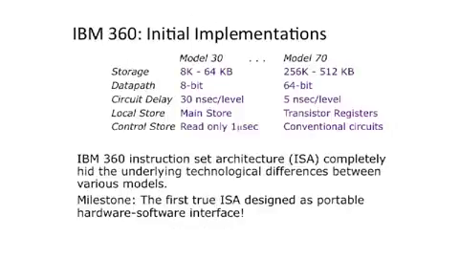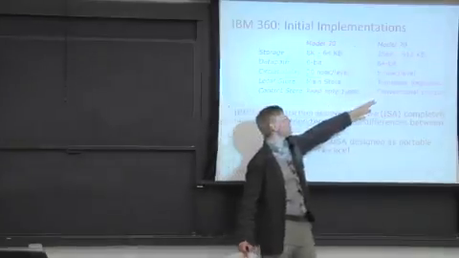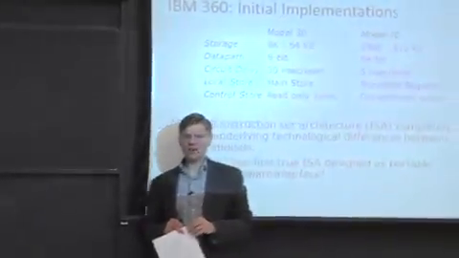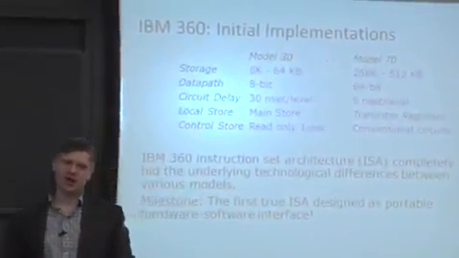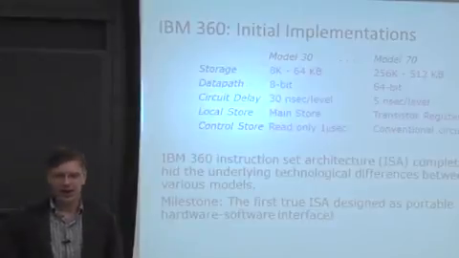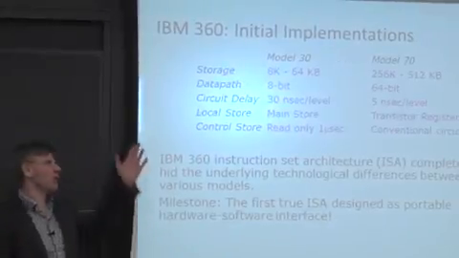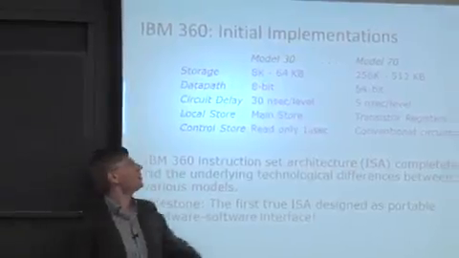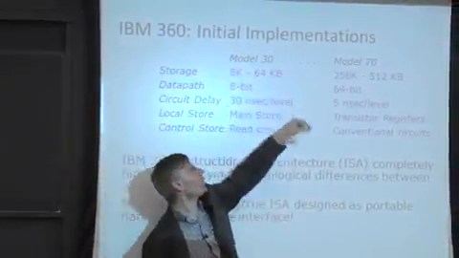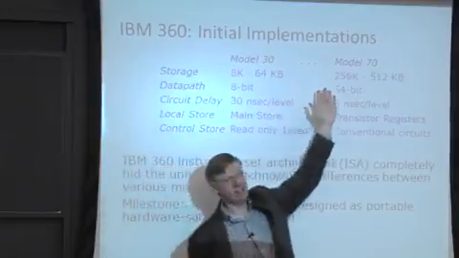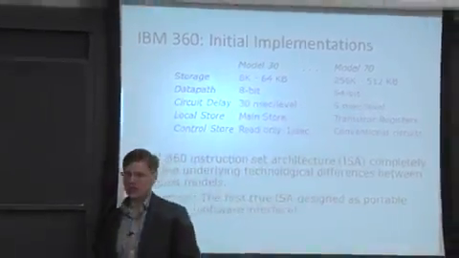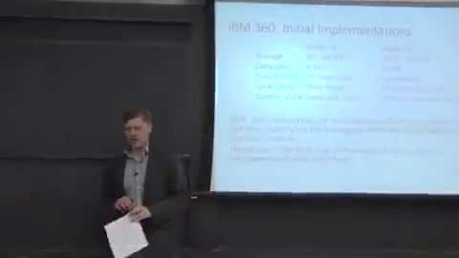And let's look at the microarchitecture implementations of this first instruction set architecture. This is in the same time frame, the same generation. There was the Model 30 and the Model 70, and these had very, very different performance characteristics. If we look at the machine, let's start off by looking at the storage. The low-end model had between 8 and 64 kilobytes, and the high-end model had between 256 and 512 kilobytes. So very, very different sizes.